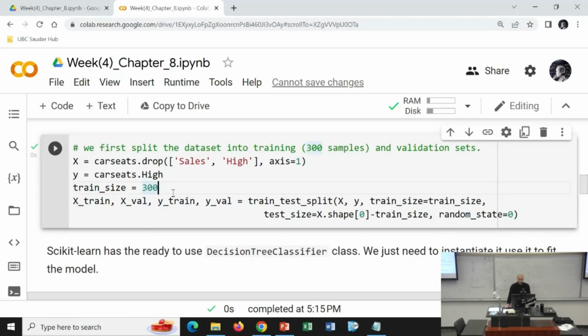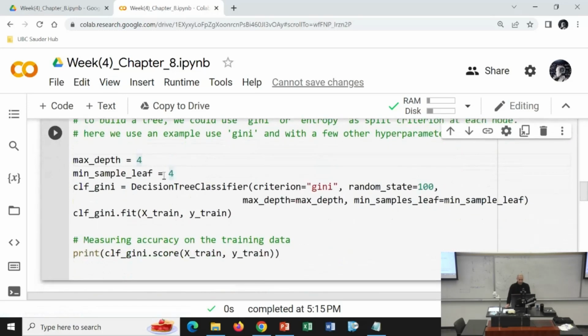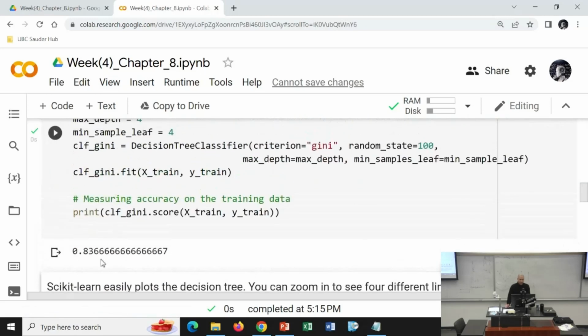I'm considering 300 of them as training data, so I'm doing a two-way split between training and validation. For building the decision tree, I'm using a maximum depth of 4 and a minimum sample leaf of 4, which means that if there's a region with 4 samples, I'm not going to split it anymore. For fitting the decision tree classifier, I'm using the Gini impurity as the objective function and these two stopping criteria. I'm fitting to the data and then measuring the accuracy on the training data.